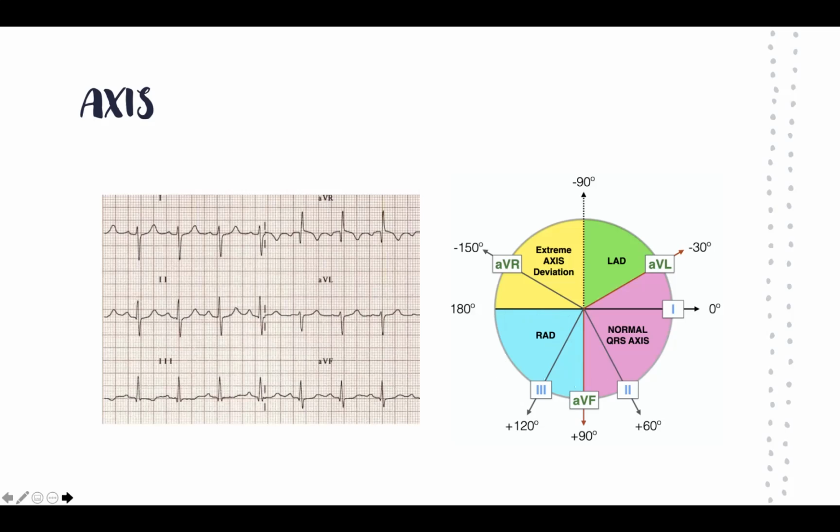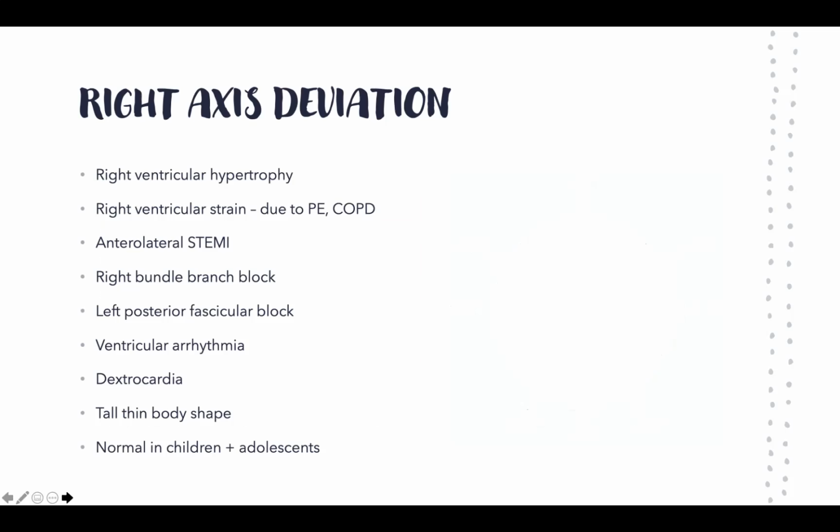All right, now that we've identified right axis deviation, what does this mean? Let's go through the different causes of right axis deviation. There could be right ventricular hypertrophy. There could be right ventricular strain. And this is usually due to pulmonary pathology. When there is stress in the lungs, especially with pulmonary hypertension, pulmonary embolism or COPD, our right ventricle is going to work harder, and therefore you're going to see a right axis deviation.